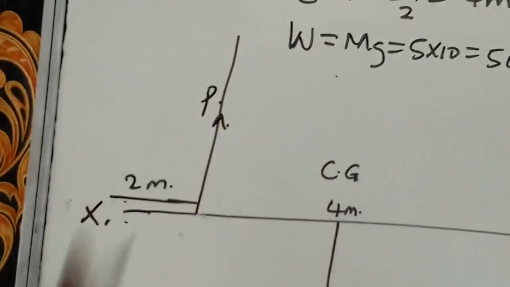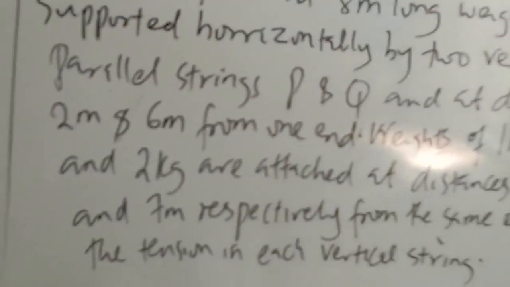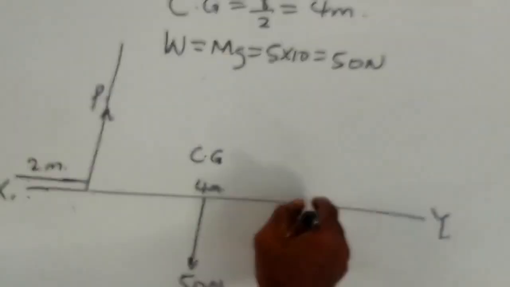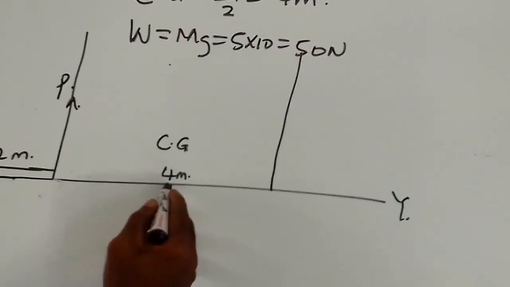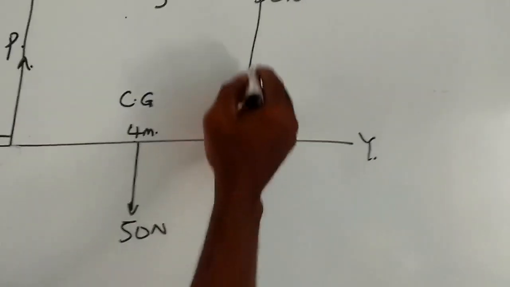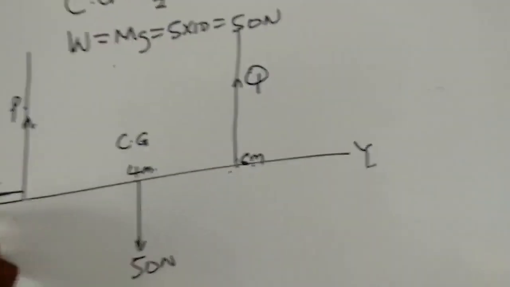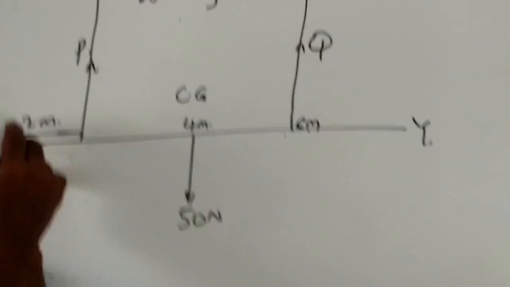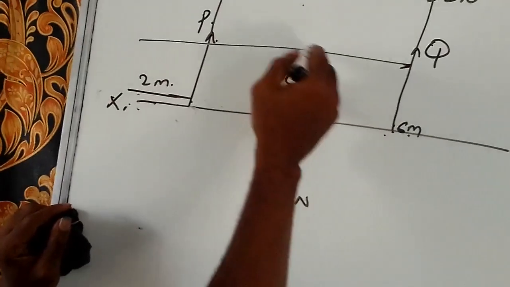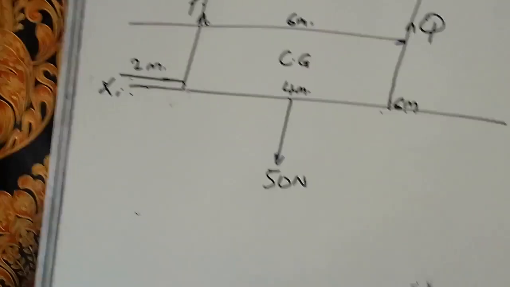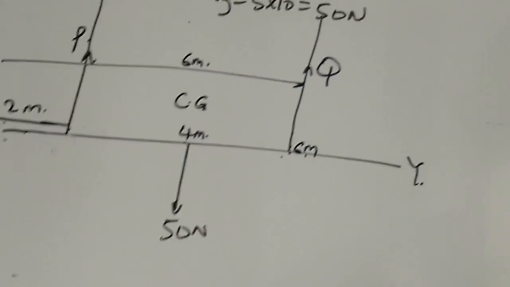Then that is the tension on it. Then another string is attached 6 meters from the same end, so we have another string here going up. 6 meters should be beyond 4 meters. So here is the 6 meter mark, and the string Q is tied there, 6 meters from this end. From this end to here is 2 meters, while from this end to the other string is 6 meters. So that is explained. We have weights of 1 kg, 1.5 kg, and 2 kg.